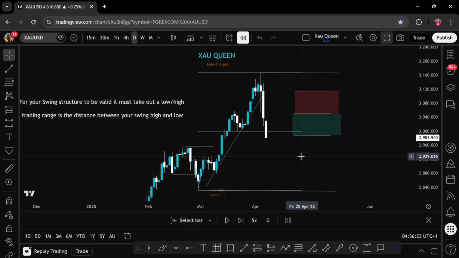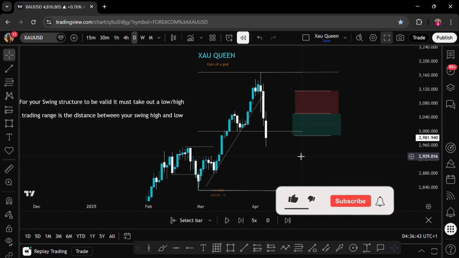Before you mark out your swing high, make sure that 15 minutes has changed character. That is, 15 minutes has given you MSS, that's market structure shift. If you've not gotten market structure shift in 15 minutes, or any internal low taken out in 15 minutes, don't mark out your swing high just yet.